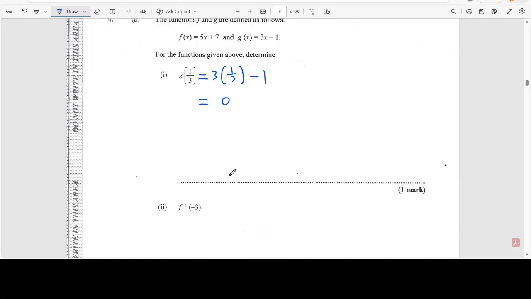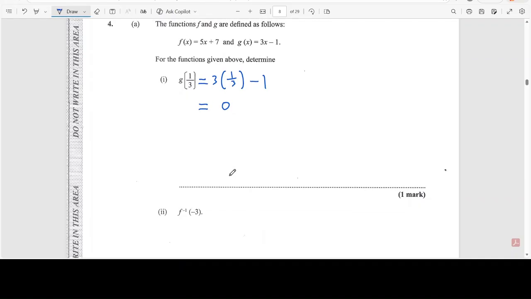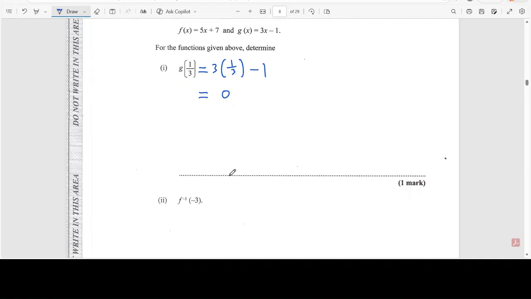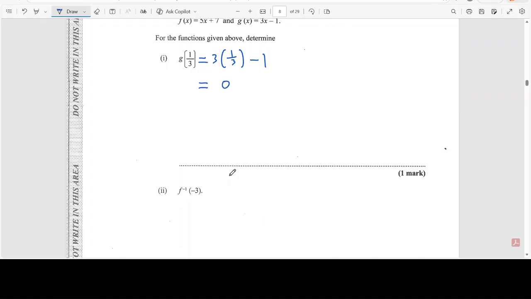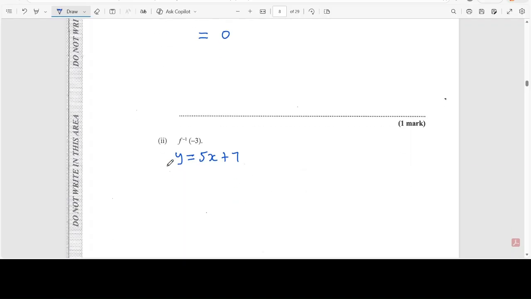Part 2, f inverse of negative 3. What was the final answer for that? 2? Alright, so first let me find the inverse. Let y equal the function, so y = 5x + 7. Interchange: x = 5y + 7. Make y the subject. Carry the 7 across. x - 7 = 5y. You divide by 5.